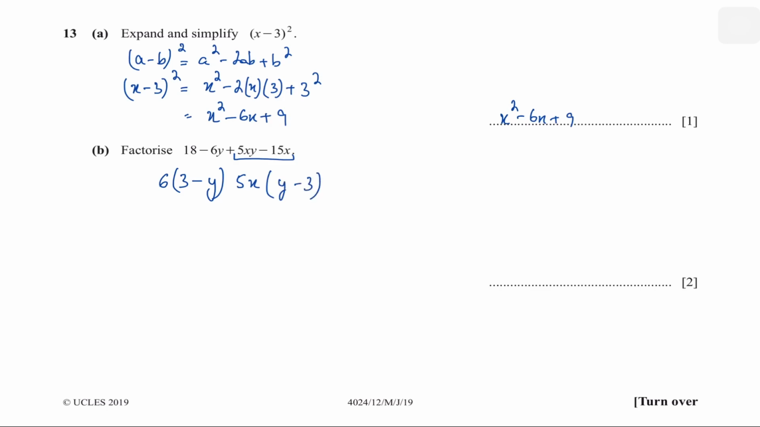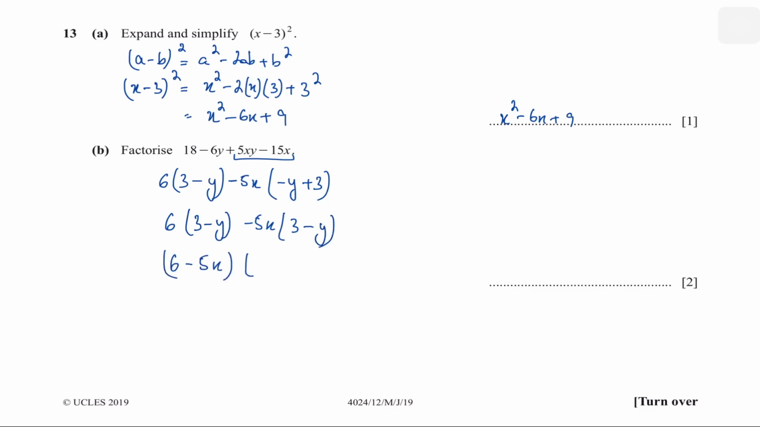But there's a small problem, and that problem is that the signs inside the bracket are different. So we can fix this by taking minus 5x common, and in the bracket now we'll have minus y plus 3, which is essentially the same as 3 minus y. So let's just write this nicely. This is going to make it 6 into (3 minus y), and then minus 5x as it is, and then I'm just going to rearrange this and write it as 3 minus y. So this is going to become (6 minus 5x) multiplied by (3 minus y).